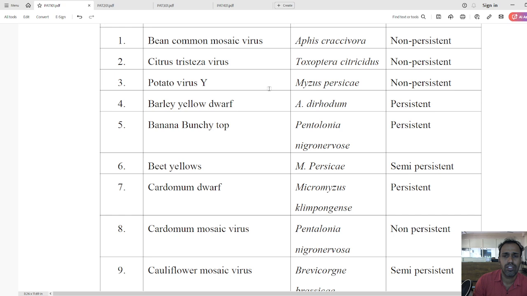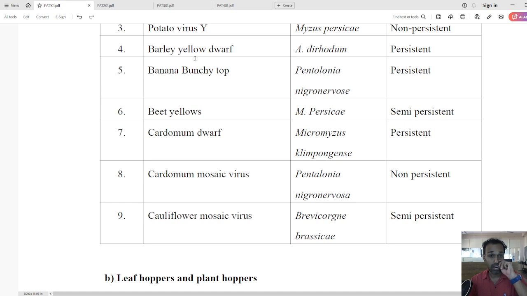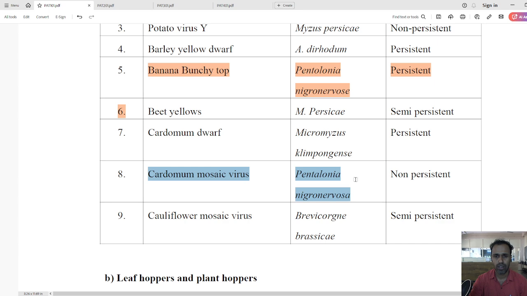Citrus tristeza, we have Toxoptera citricida. Potato virus Y also by Myzus persicae, in a non-persistent manner. Banana bunchy top, at least remember this one, in a persistent manner by Pentalonia nigronervosa. In Kerala this is very important. Cardamom mosaic also by Pentalonia nigronervosa, but in a non-persistent manner. Banana bunchy top is persistent. Cucumber mosaic is non-persistent.